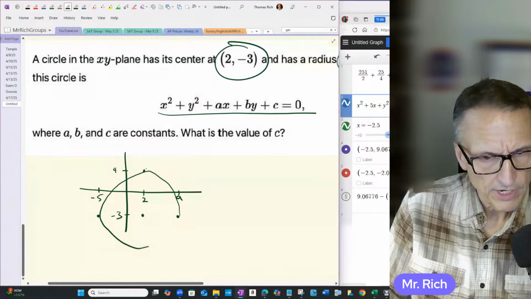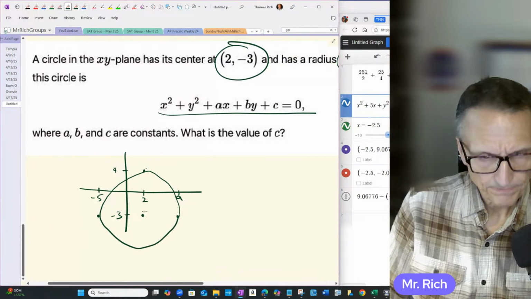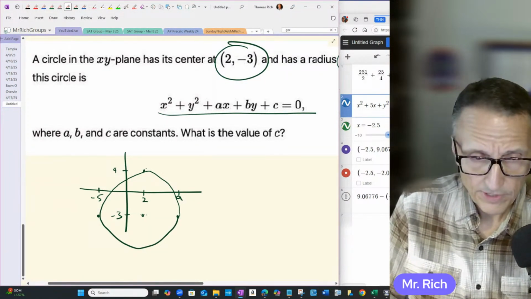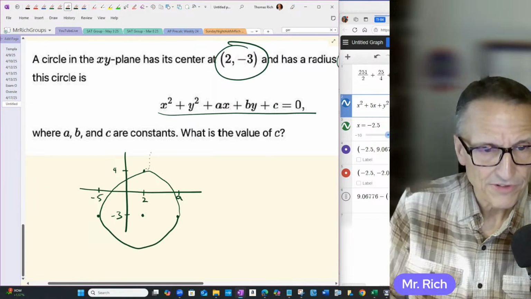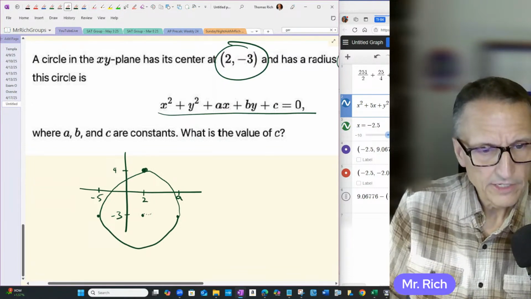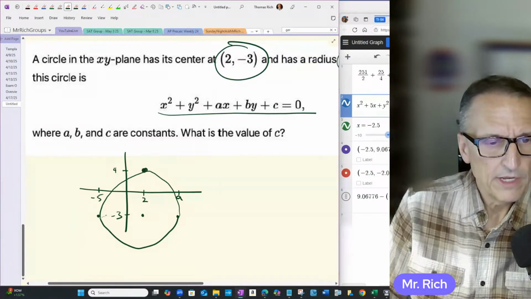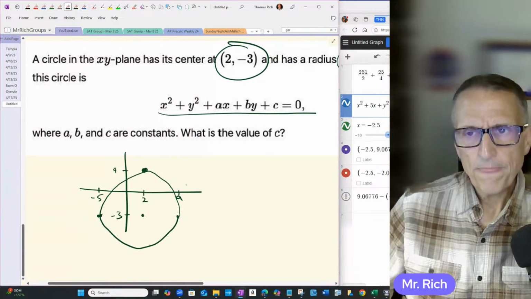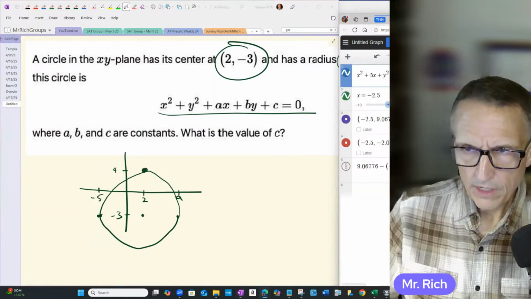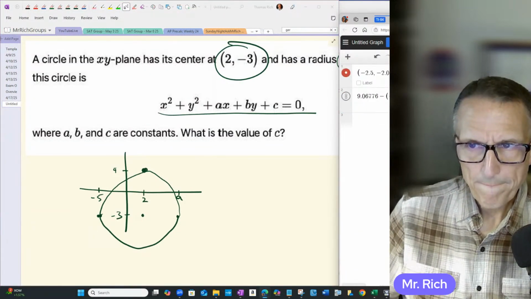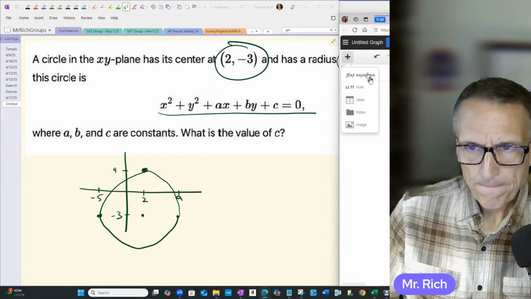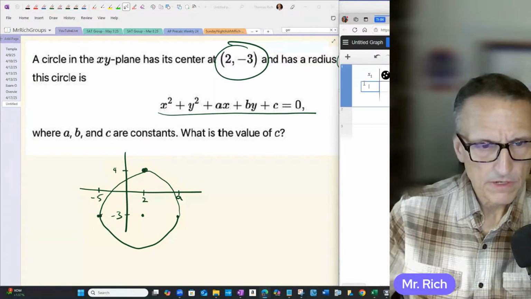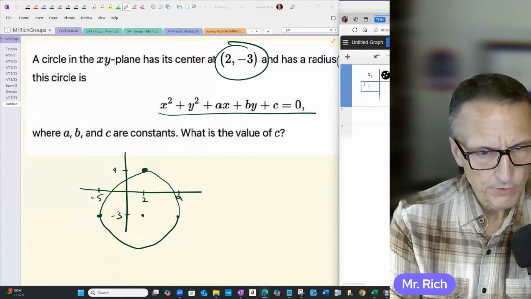Now for regression, I need to have at least 3 points. And as you know, the center is not one of the points that's on the circle, right? The function doesn't pass through the center, obviously. So I need these 3 points. And what I'm going to do is insert a table. All right. And those 3 points I'm going to put in.